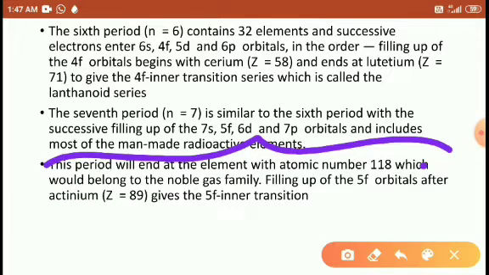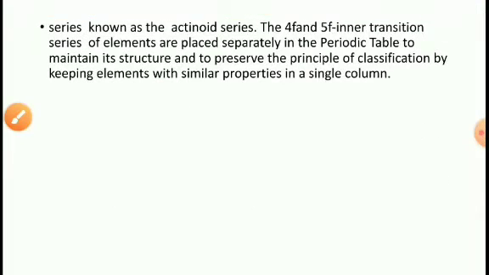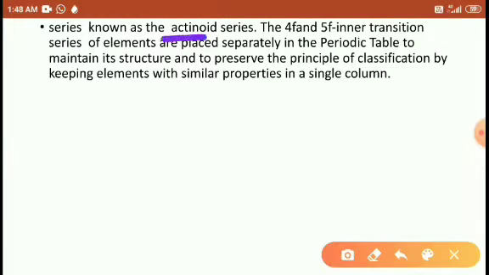So in total, how many elements are present in the periodic table? 118 elements are present here, and the last belongs to the noble gas family. The filling of the 5f orbital after actinium gives the 5f inner transition elements. So this series is known as the actinide series.